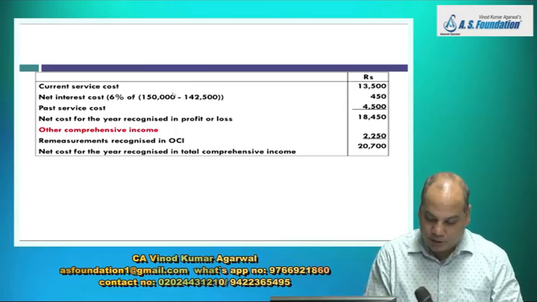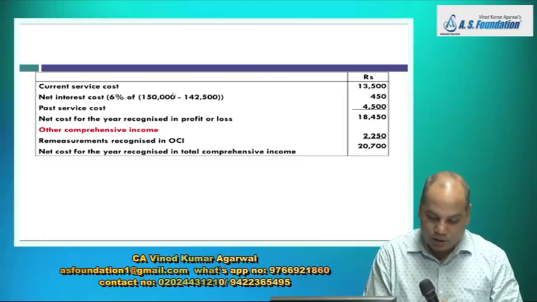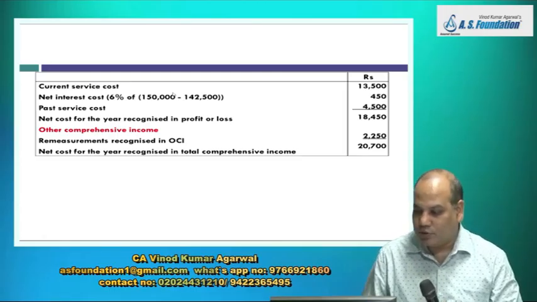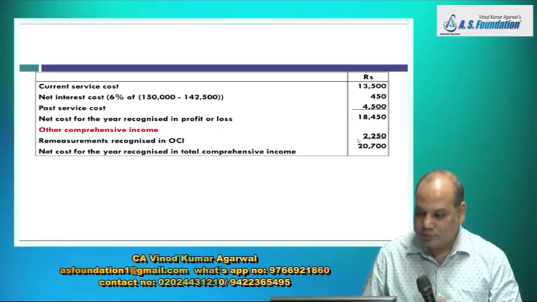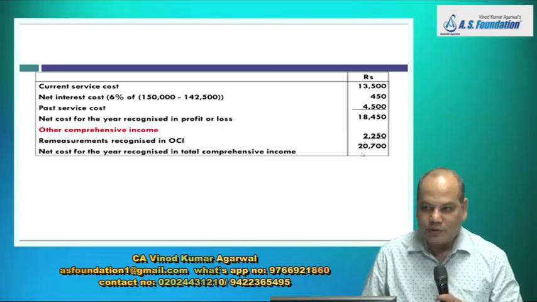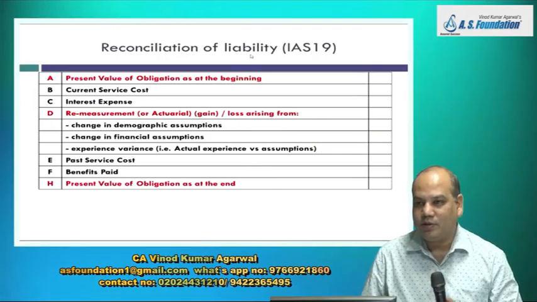And what about that expected return on plan asset? That will not come. Only the interest on plan asset will come in P&L account. The effect of all this has gone into remeasurement recognized in OCI. So this remeasurement takes into account the actuarial gains and losses, 2,250. So therefore the net cost for the year recognized in total comprehensive income is 20,700.